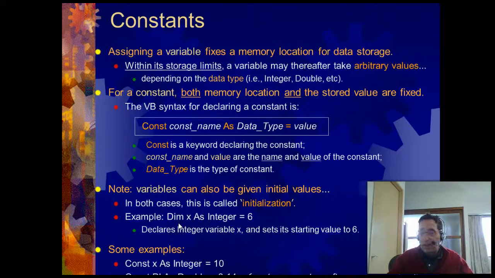Okay, constants are a little bit different than variables. Assigning a variable fixes a memory location for data storage. So we said it reserves a certain place in the memory for that particular variable. Within its storage limits, a variable may thereafter take arbitrary values. So just because I gave the value 5 to x, later I can change it to 10 or 12 or whatever, depending on the data type.